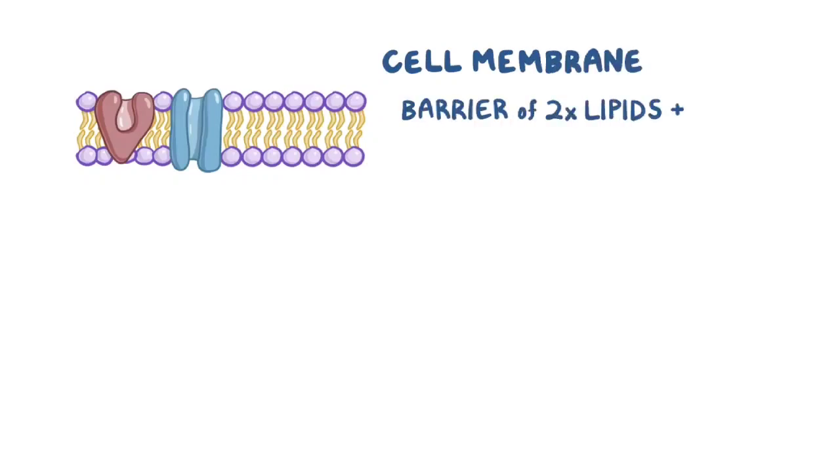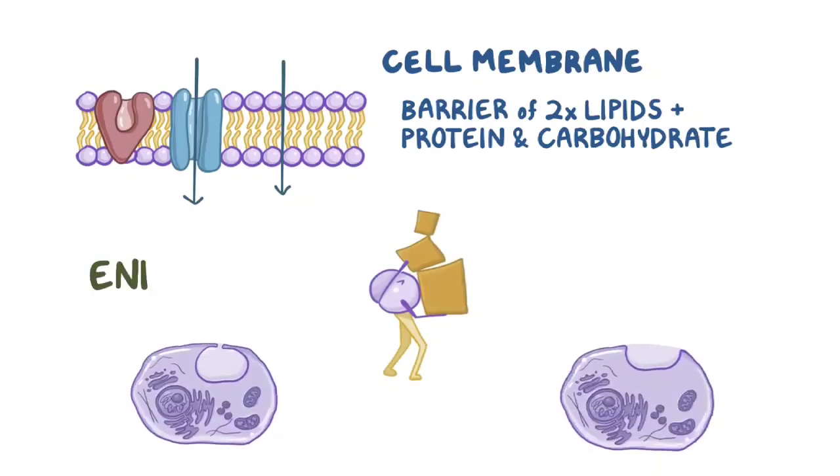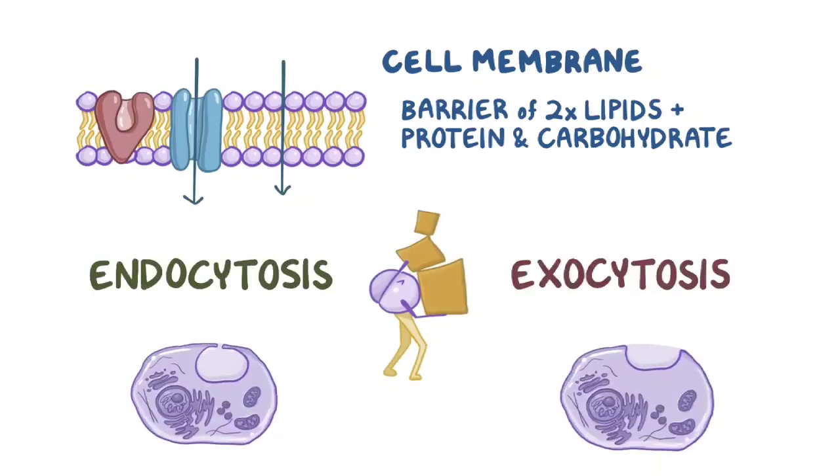Cells transport material in and out across their cell membrane, which is a barrier made up of a double layer of lipids with embedded protein and carbohydrate components. Some molecules can diffuse across the membrane, or be transported across with the help of membrane-bound proteins. For transport of larger cargo, however, cells use endocytosis and exocytosis to transport material in and out of the cell, respectively.